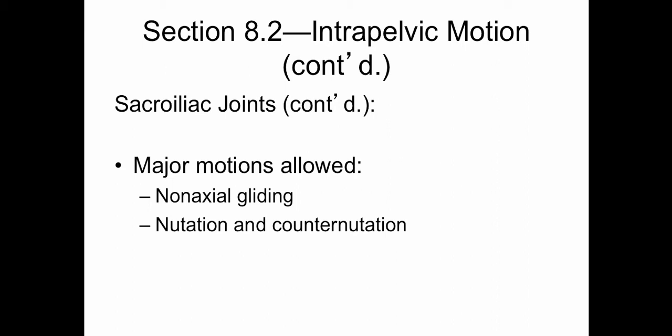When we look at the SI joint, it allows a non-axial gliding and axial movement of nutation and counternutation. During nutation, the superior sacral base drops anteriorly and inferiorly, while the inferior tip of the sacrum moves posteriorly and superiorly, tilting the pelvic bones posteriorly relative to the sacrum. During counternutation, this motion is reversed, tilting the pelvic bone anteriorly relative to the sacrum.